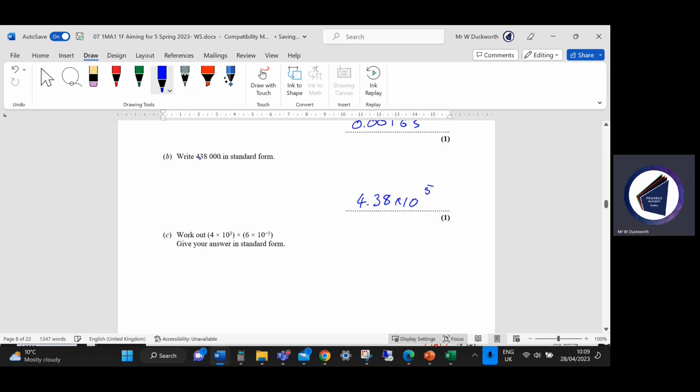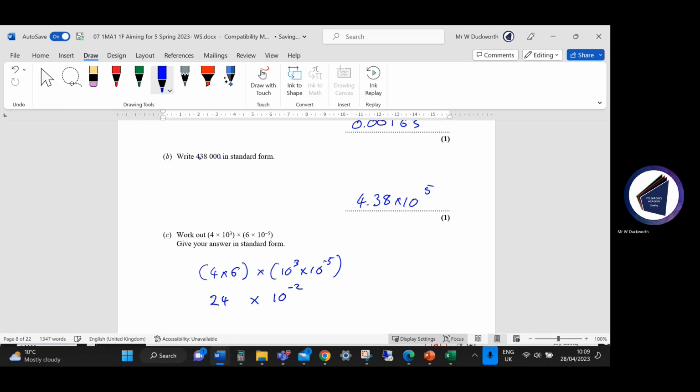Okay, and then on a non-calculator paper, work out 4 times by 10 to the 3 times by 6 times 10 to the minus 5, giving your answer in standard form. So I'm going to split the number part to 4 times by 6, and the standard form part to 10 to the power 3 times by 10 to the power minus 5. So my number part is going to become 24, and my index part is going to become, we add the powers, so that would be 10 to the minus 2.